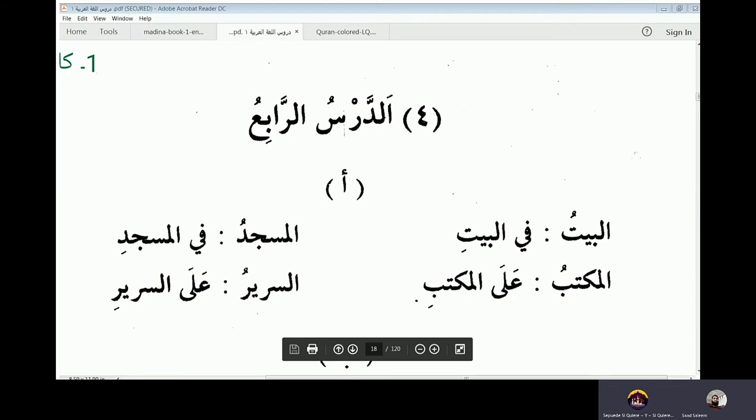بسم الله الرحمن الرحيم. Today we'll start from the book دروس اللغة العربية, page number 18 on PDF. الدرس الرابع, fourth lesson.